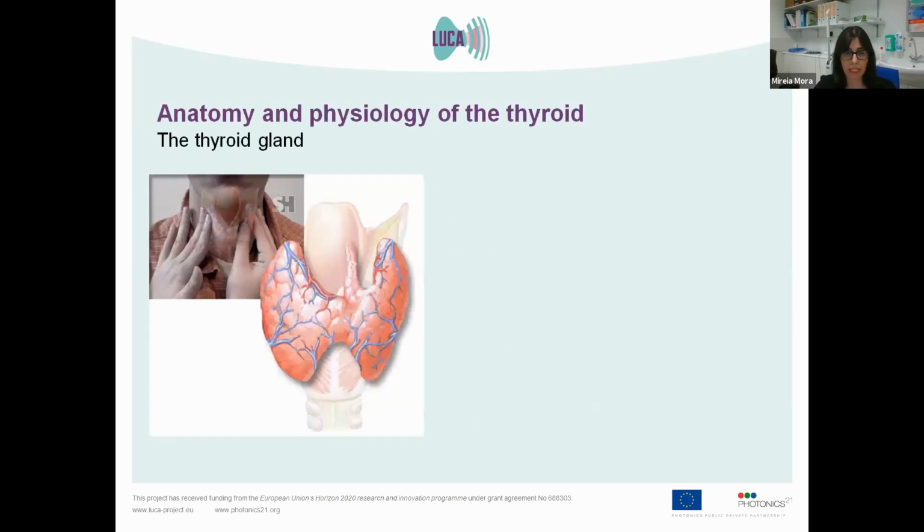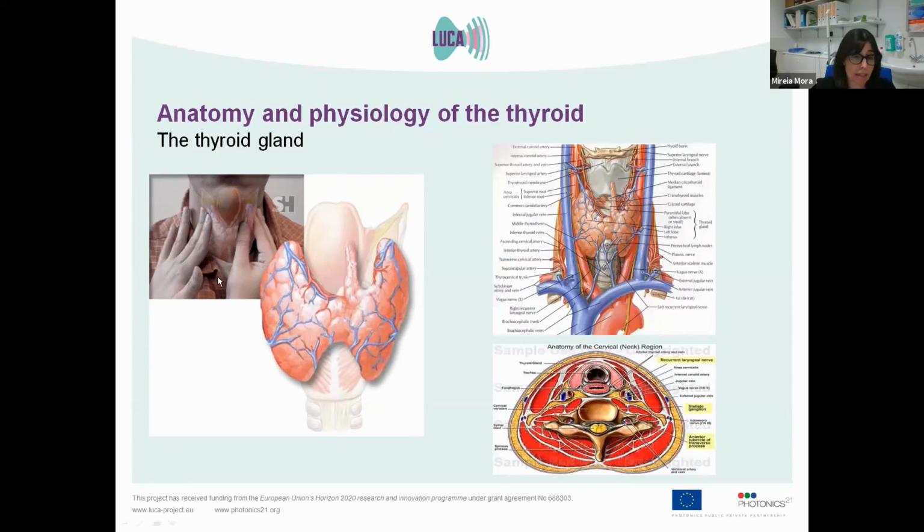To begin with, this is the thyroid. It is a gland that is located in the base of the neck below the Adam's apple. It's formed by the right lobe, the isthmus, and the left lobe, and here the pyramidal lobe. Its main function is to produce, store, and also to release the thyroid hormones to the bloodstream. It has a butterfly shape.